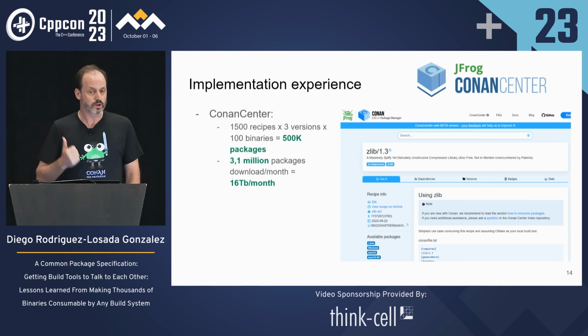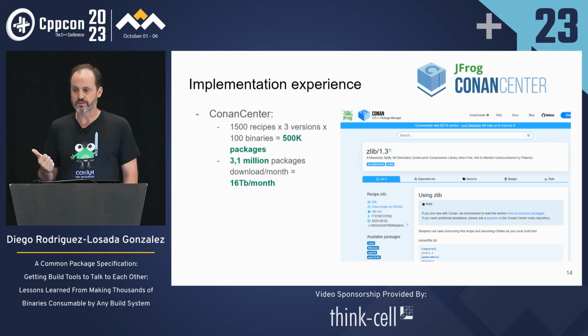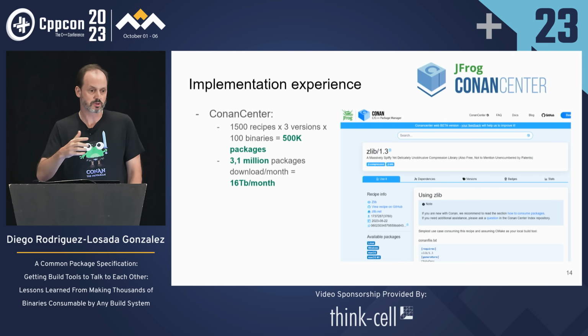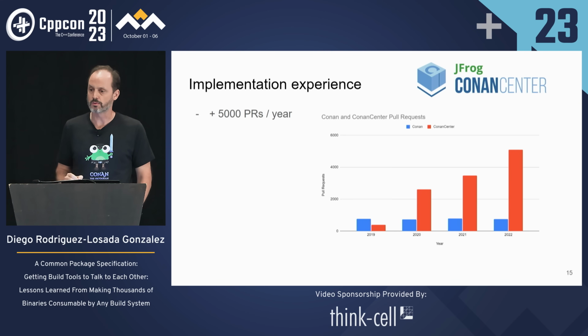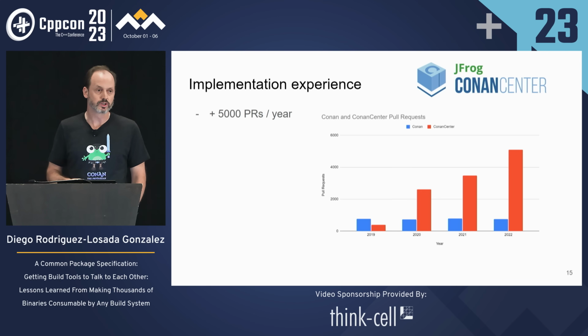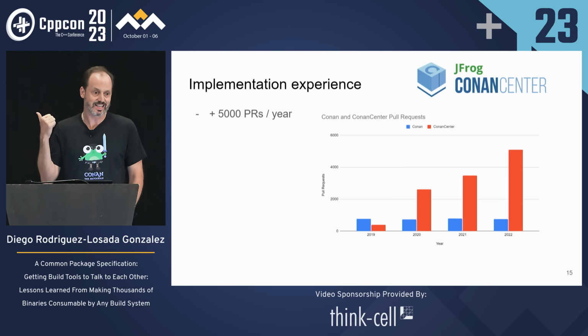Why? Because, for example, we have Conan Center that contains 1,500 different recipes for different versions, and we compile them for Windows, Linux, and Mac with more than 100 different configurations. That means that we have more than 500,000 binary packages in Conan Center already. And they are downloaded, used like millions of times every month. These packages have been created by the amazing job of the community. For example, this is the number of pull requests we get per year, and we can see that last year we already passed 5,000 pull requests to Conan Center Index.